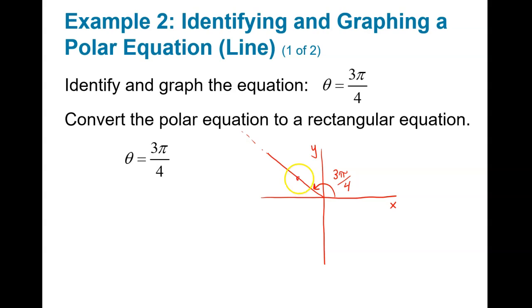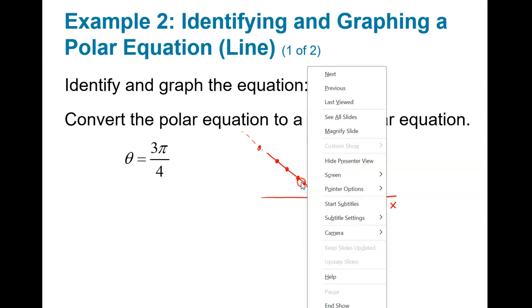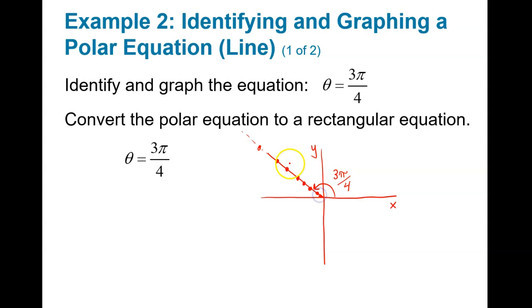If r is 1, maybe we're right there. If r is 2, we'd be right there. If r is 3, and so on. Well, what if r is a half? What if r is 1.5? What if r is 3/4? What if r is a quarter? 0.6? What if it's 0.1? You know, it's any collection of this.